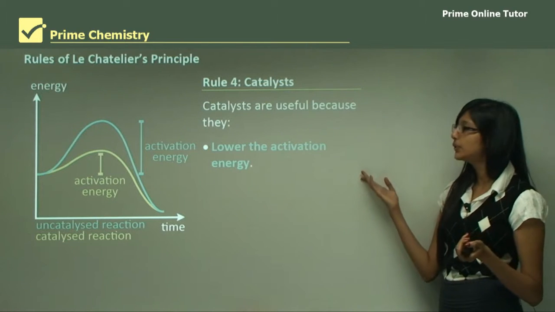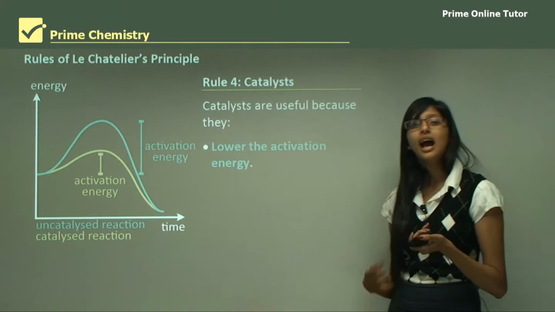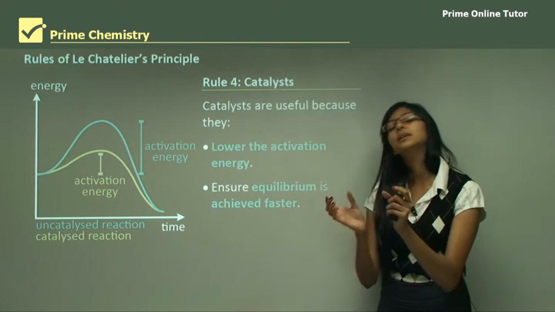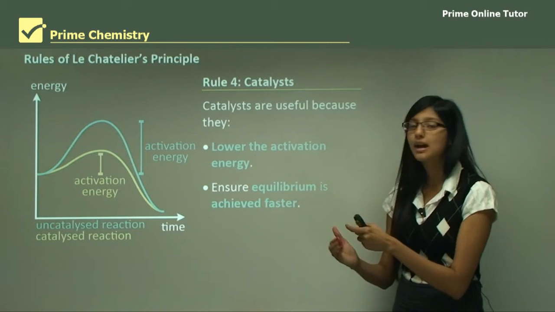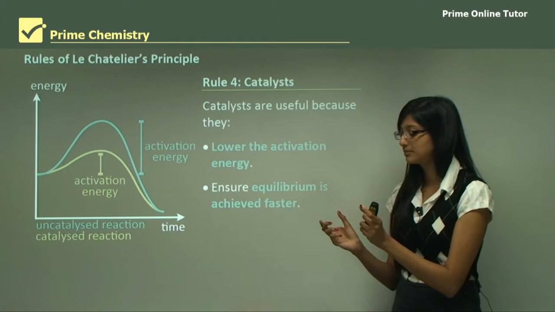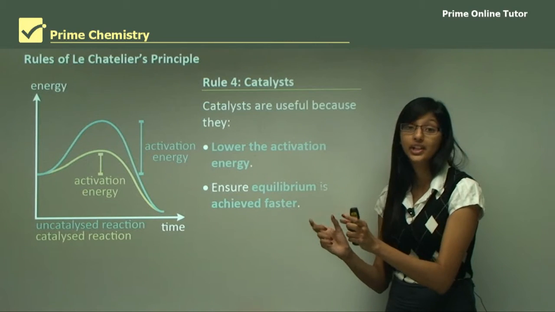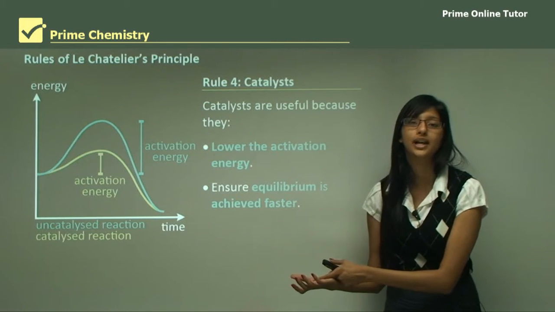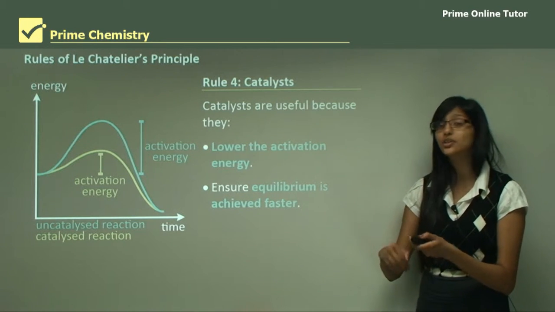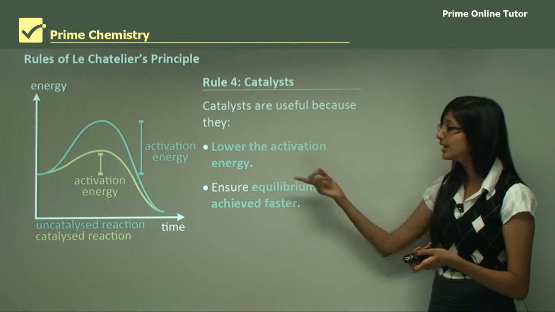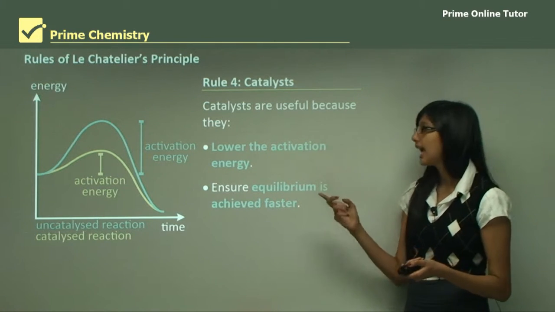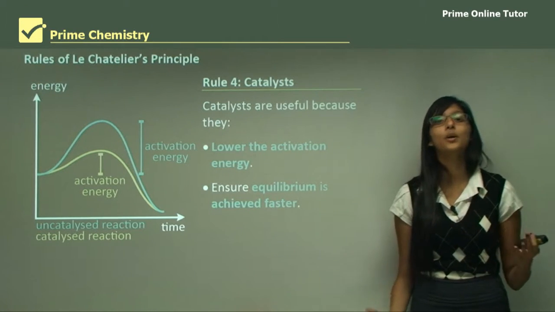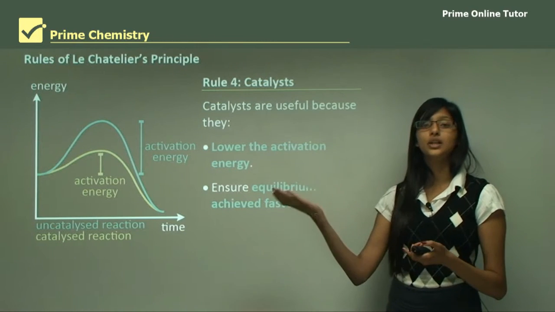And why are catalysts useful? Because they lower the activation energy. How does a catalyst lower activation energy? It provides extra energy to break the bonds of the reactants so that they can join together to form the products. So the amount of energy that is needed to break the bonds will be lowered, hence the activation energy will be lowered. And this ensures that the equilibrium is achieved faster so that we don't have to wait long periods of time for the reaction to reach equilibrium.